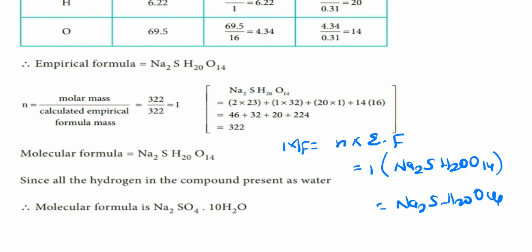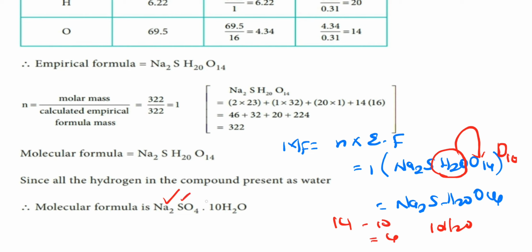What is given is that all the hydrogen is converted to water molecules. There are 20 hydrogens here, and 20 hydrogens combine with 10 oxygens to form 10 H2O. The balance of oxygen is 14 minus 10, which is 4 oxygens. That is why it is Na2SO4·10H2O. It is said to be sodium sulfate decahydrate, the compound formed. So we did the calculation using this.